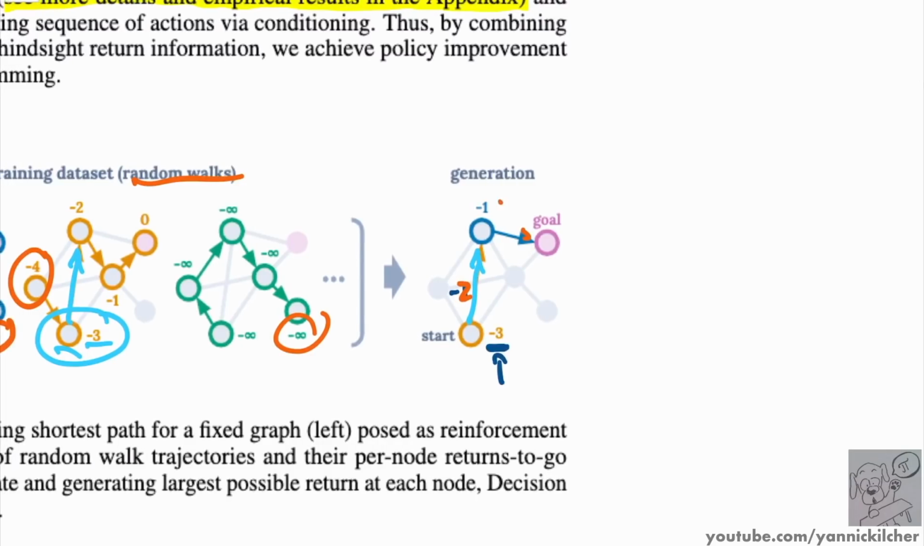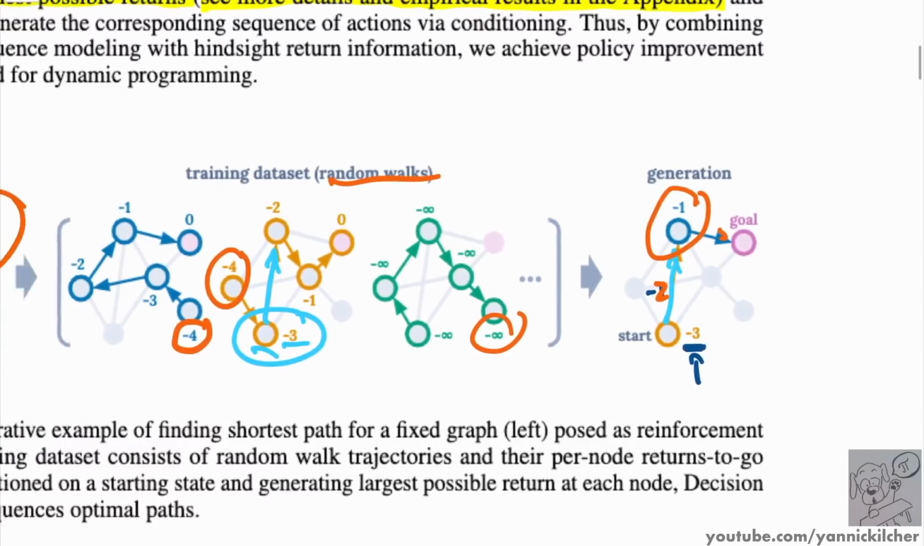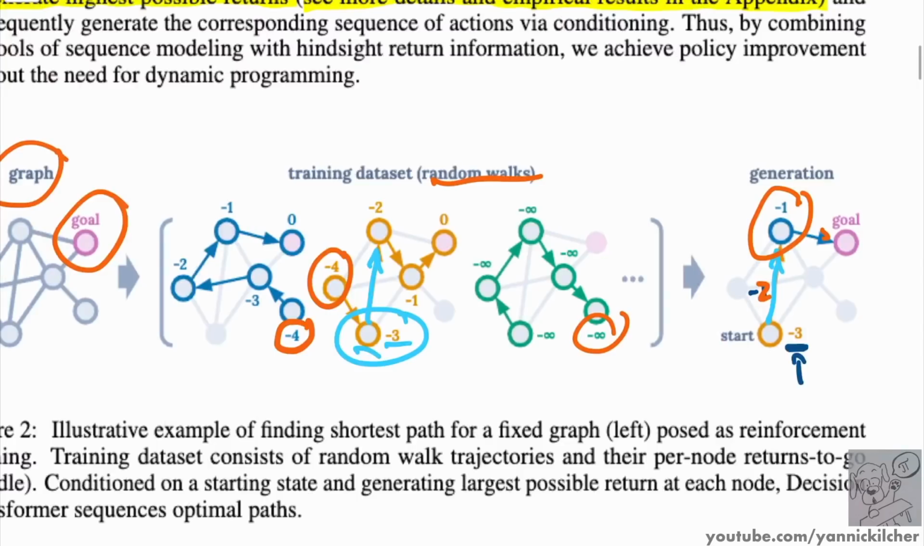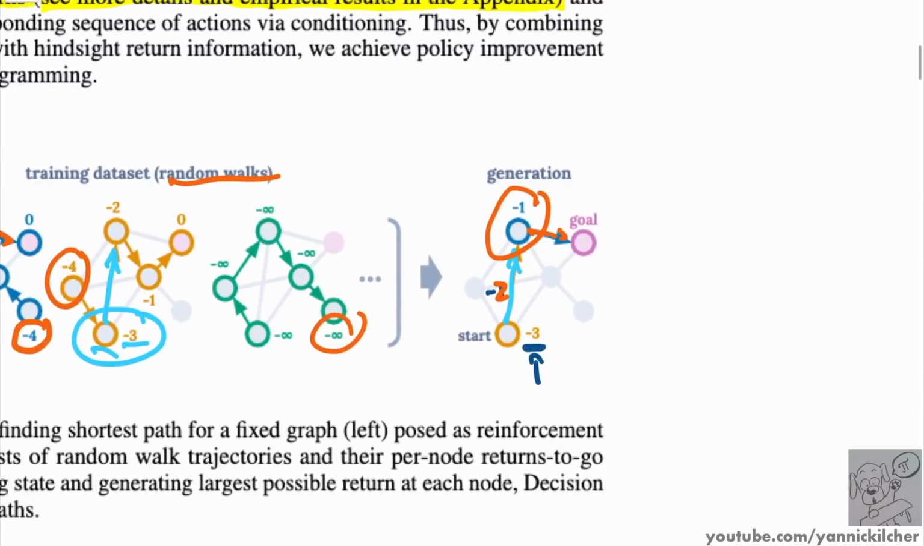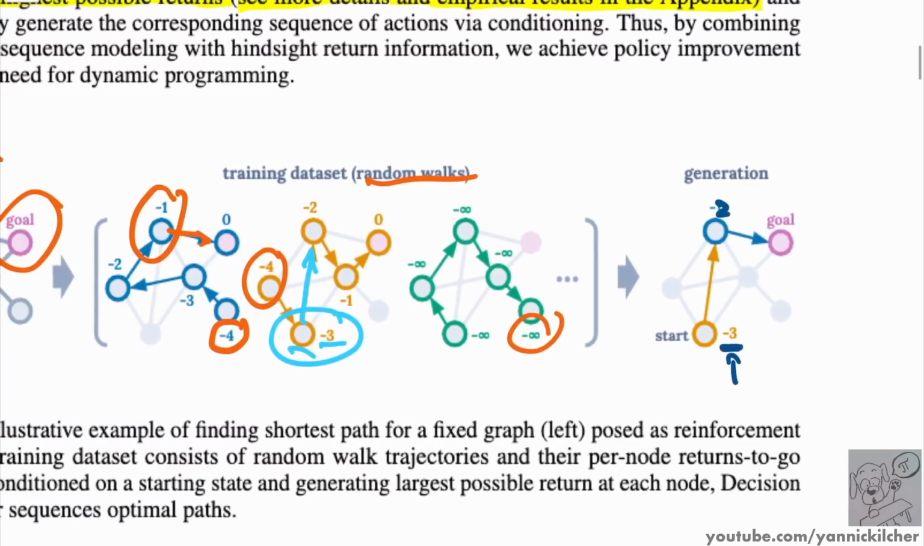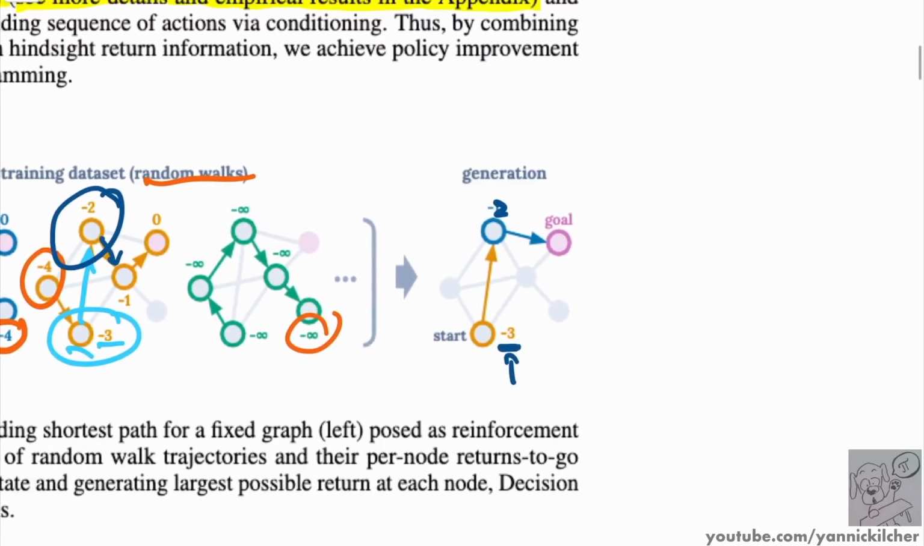So the sequence model says, well, was I in this situation at some point, and I got a -1. Yes, I was here. And what did I do to achieve that? I went there. Okay, I'm going to go there. Now I'm at the goal. Okay, and technically you find the shortest. Now this, again, the example here doesn't work, because you start with -3. You're going to end up with -2 right here. That wouldn't match the blue one. That would actually match this one. So you would not get the shortest path.